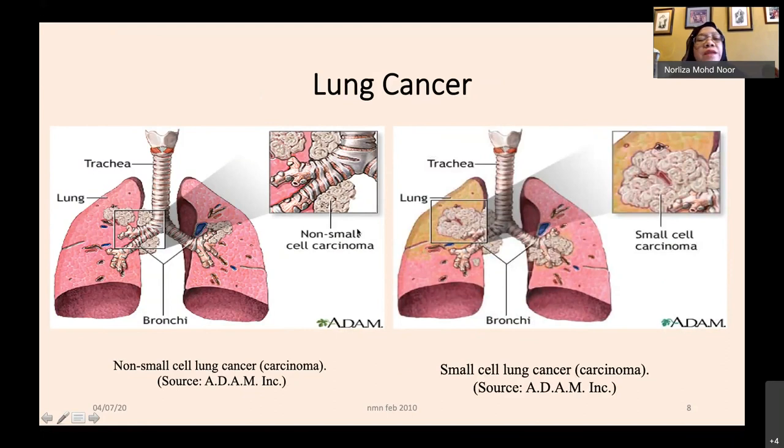So this one, then they have the non-small cell carcinoma. Then there is the small cell carcinoma. Both are attacking near the trachea or the bronchi, right? And it will be like one cell, so it's like a lump of cells. So normally it can be noticeable in the X-ray.